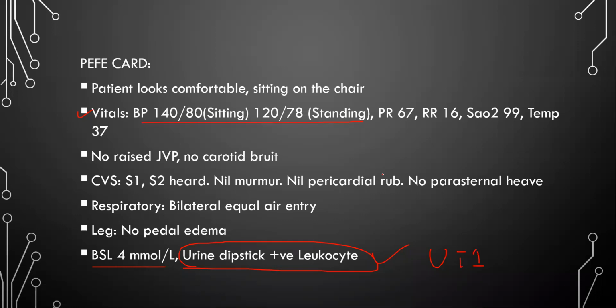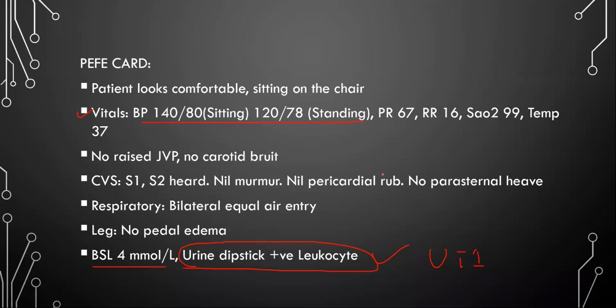So first, I will look at his general appearance for if he looks comfortable or in distress. Then I will check his vitals. First, start with his blood pressure in sitting and standing position to rule out any postural drop. Then I will check his pulse rate and rhythm, and then respiratory rate, temperature, and saturation. Then I will start looking at his neck for any raised JVP or any cardiac bury.